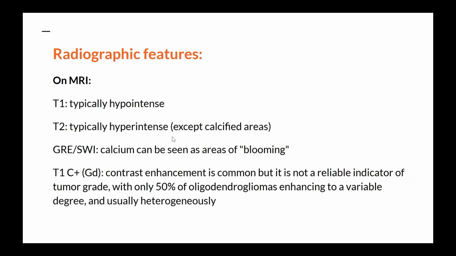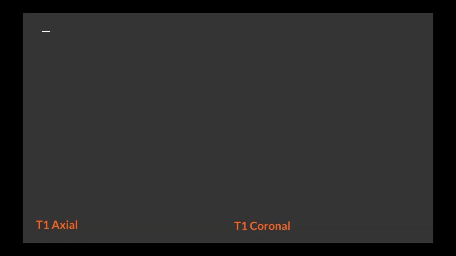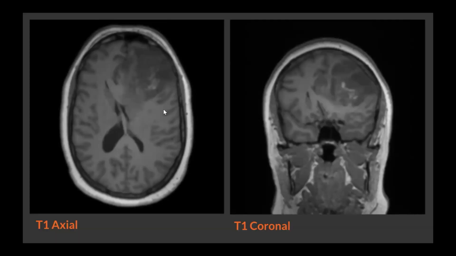On MRI, they are typically hypointense on T1. On T2, they are hyperintense. And contrast enhancement is variable. Grade 2 usually do not enhance. Grade 3 often enhance. So can somebody do me the honors and read these images?